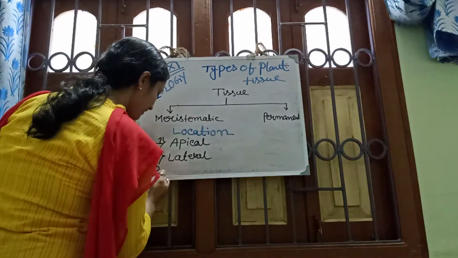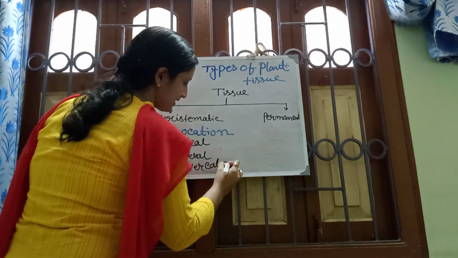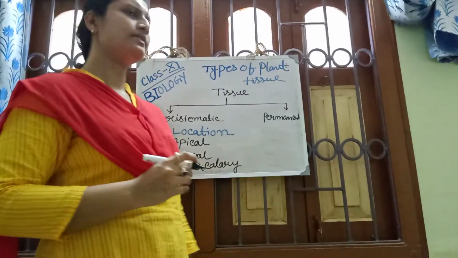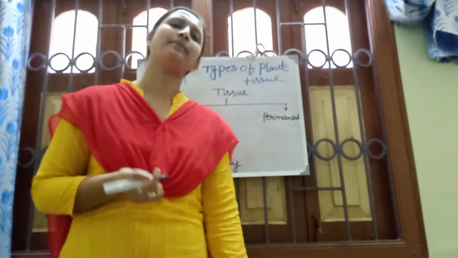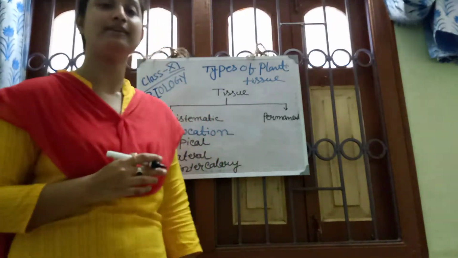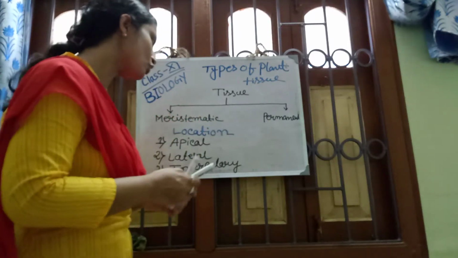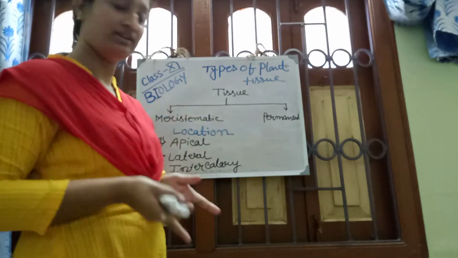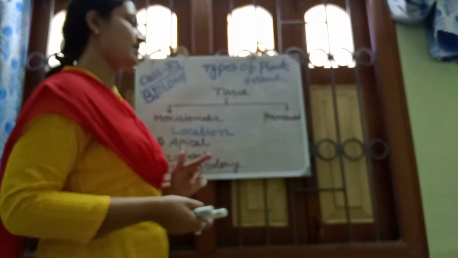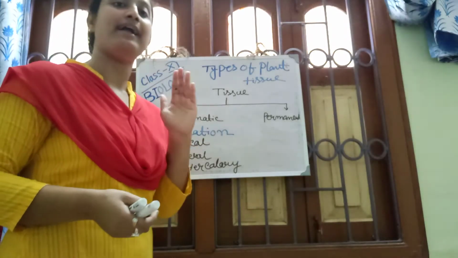And the last, the third one, is intercalary meristem. Intercalary meristem is the primary tissue or primary cells left within the permanent tissue. This particular tissue is called intercalary tissue. On the basis of location, meristem is divided into three types: apical meristem, lateral meristem, and intercalary meristem. And on the basis of time of formation, it is divided into two types: primary and secondary.